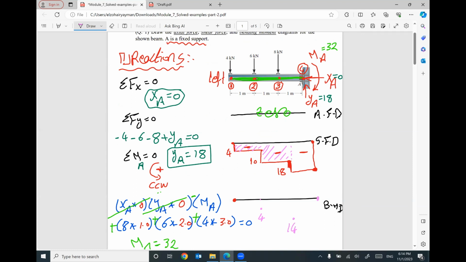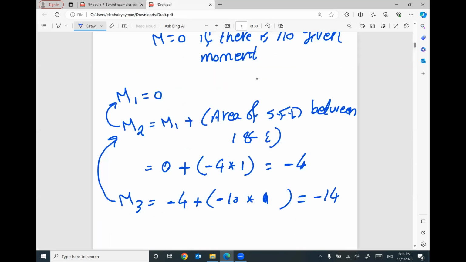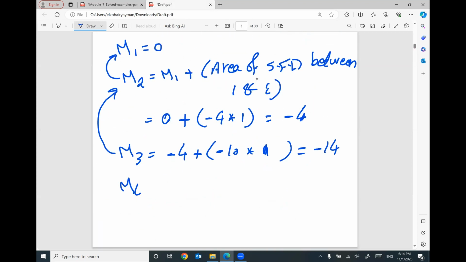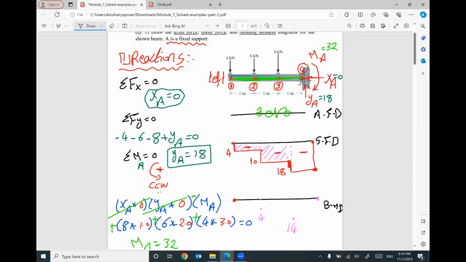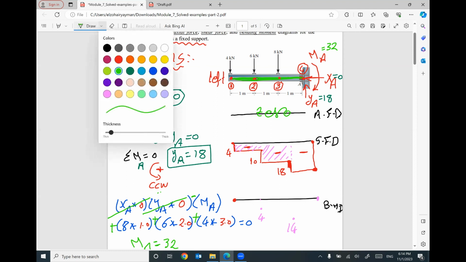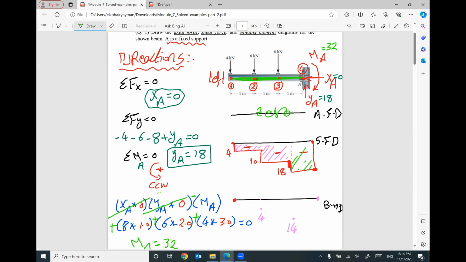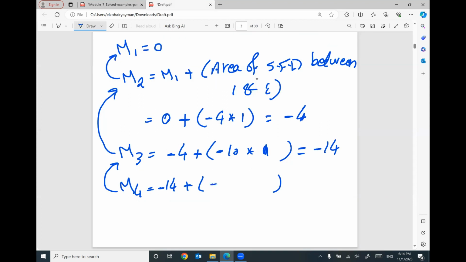The last value, M4. M4 will equal previous value, which is M3, -14, plus area of shear force diagram between 3 and 4. Between 3 and 4, we have this big rectangle. What is the area of this big rectangle? It's negative 18 by 1. So the final value will be negative 32.